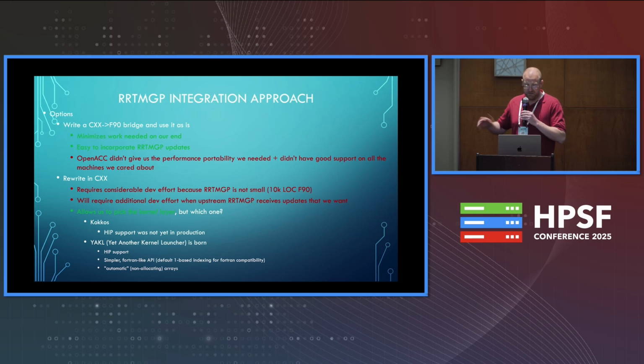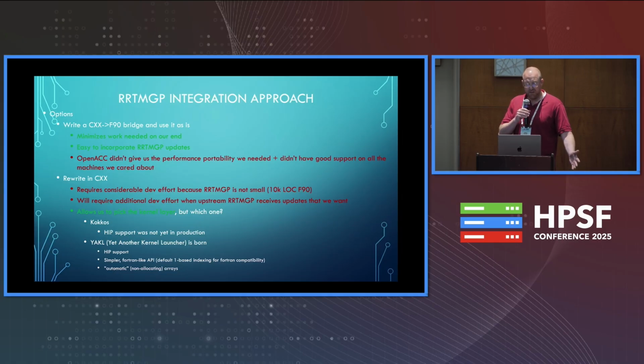So the advantages and disadvantages are basically flipped there. It took considerable dev effort to port. It's 10,000 lines of Fortran. And then obviously, if you want upstream changes, then you have to port those on top of what you already ported. And that led us to the next choice, which is how to pick a performance portability layer.